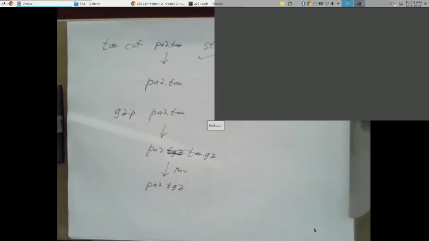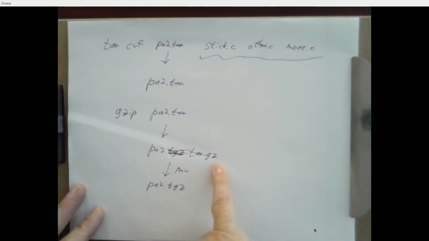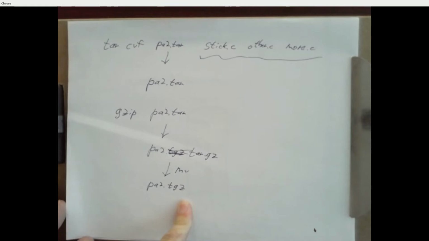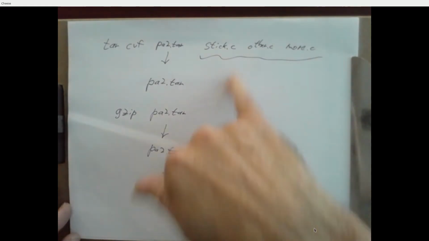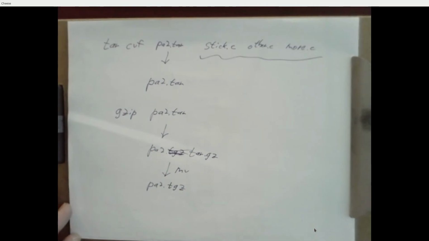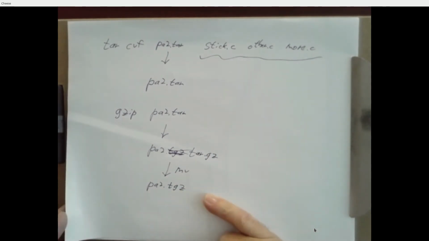All right, so 3 steps. Do your tar to create the tar file, do gzip to create the .gz, and then just do a move command to rename it to tgz. And again, do this sooner rather than later. You can do this right now. You can make a dummy project, make some empty files, tar them, zip them, rename them, and upload it to Canvas. If you can't figure out how to do this, Canvas won't let you upload it, so you'll know something's going wrong.